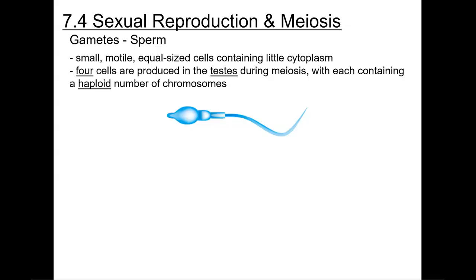So going into gametes. First, we're going to talk about the sperm. It's going to be small, a lot smaller than the egg. The egg's going to be much larger, contains more cytoplasm, organelles, things like that. The sperm is also going to be motile. That means it can move. It's going to move using a flagellum. Equal size cells containing little cytoplasm there.